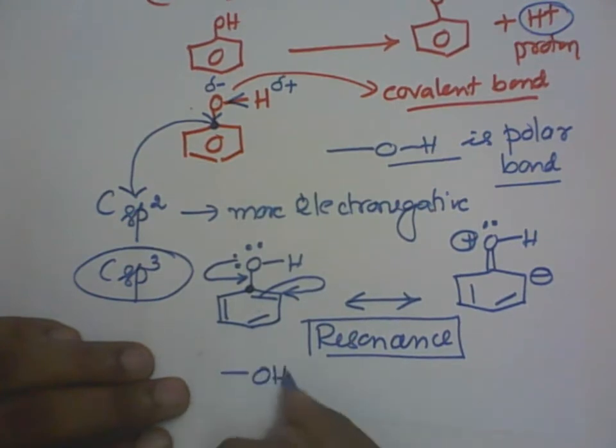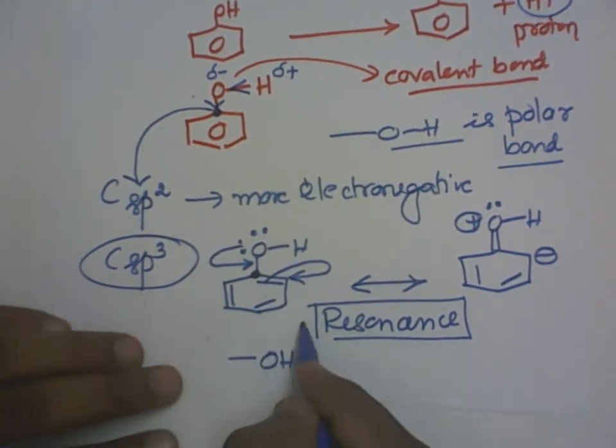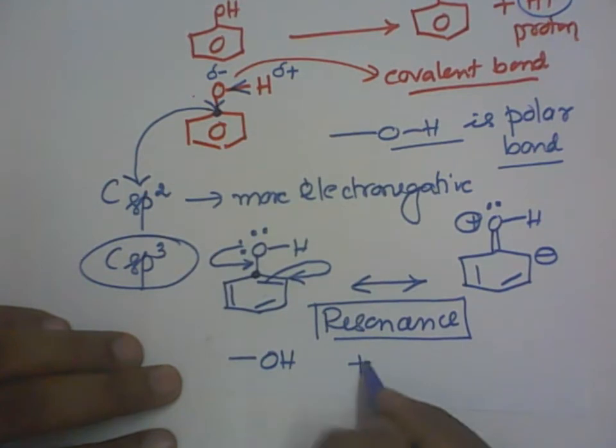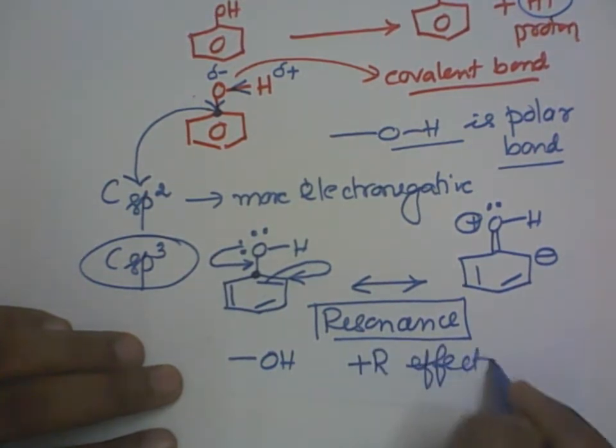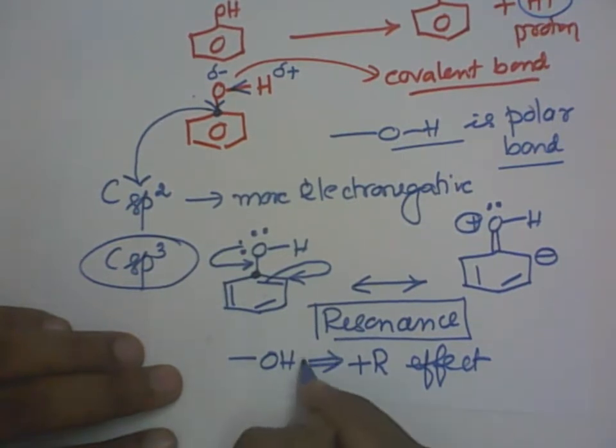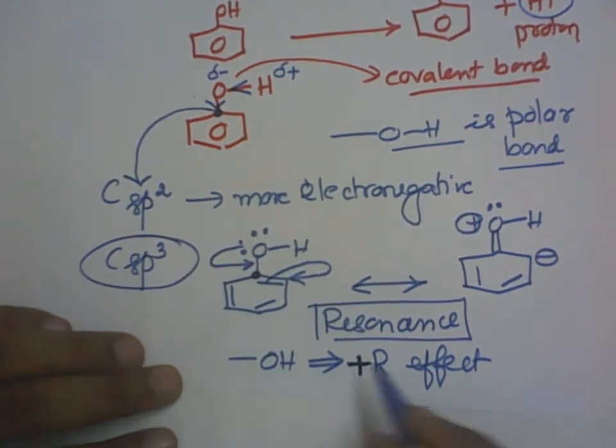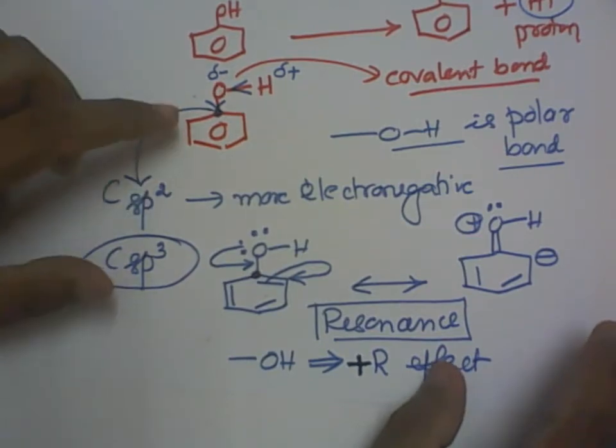Whenever there is an OH group attached to benzene, electrons are donated to the benzene. So under electronic effect, this is the mesomeric effect. It exhibits the mesomeric effect. The OH group attached to benzene exerts the mesomeric effect. Electrons are donated. Remember, electrons are donated to the benzene. Right? Now we'll go back to the same reaction.